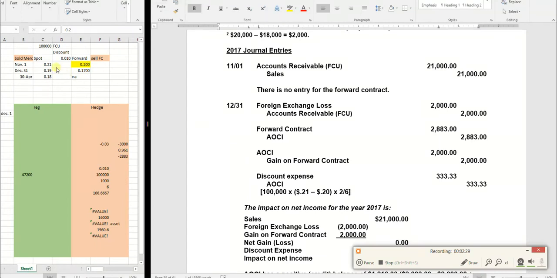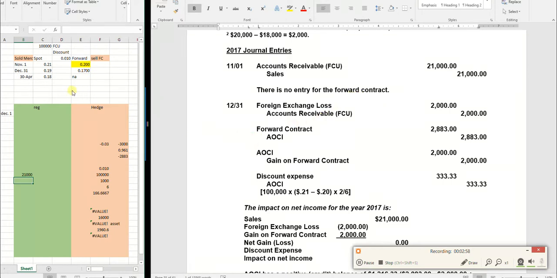Okay. So the first thing on November 1st, I record my original transaction where I sold the merchandise and I entered into the forward contract. So I sold merchandise, so it's accounts receivable and sales, and I have 100,000 foreign currency units times 0.21, so it's 21,000. So right now my accounts receivable is sitting at 21,000. All right. The forward contract, again, I just signed an agreement, so there's no entry.